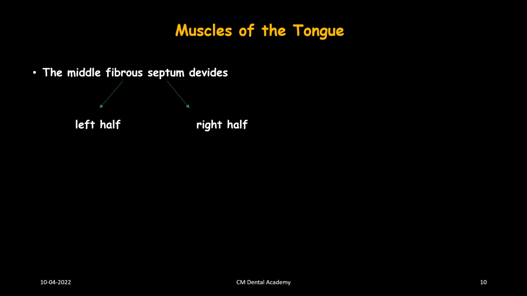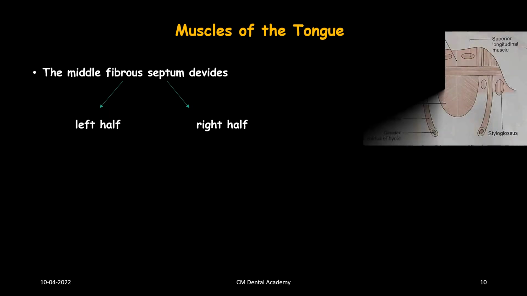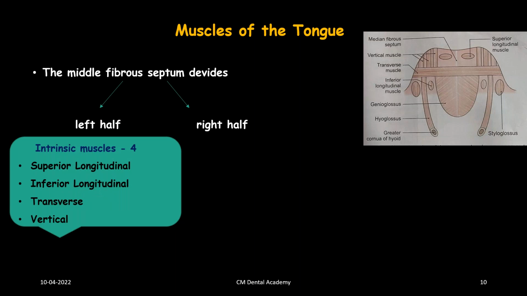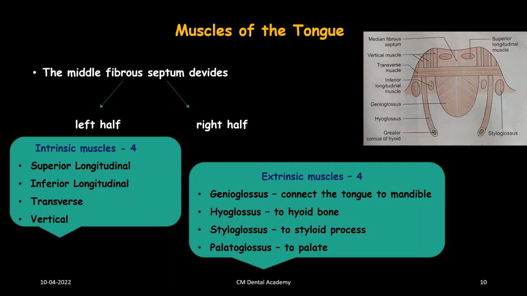The muscles of the tongue. So the tongue is divided into two half sections, right and left, by the median septum. Each half has four intrinsic muscles and four extrinsic muscles. The four intrinsic muscles being the superior longitudinal, inferior longitudinal, transverse, and vertical, while the extrinsic muscles of the tongue are the genioglossus, the hyoglossus, the styloglossus, and palatoglossus.